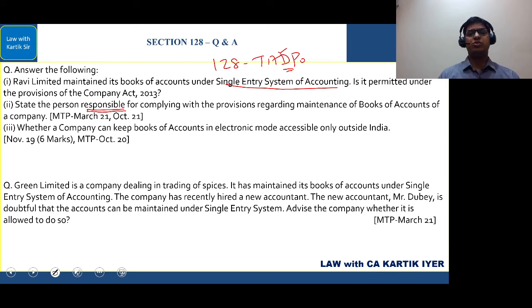Whether a company can keep books of accounts in electronic mode accessible outside India. Very nice one, accessible outside India. So here we had seen rule 3. Remember, 3 is standing in front of a mirror, so it looks like E.